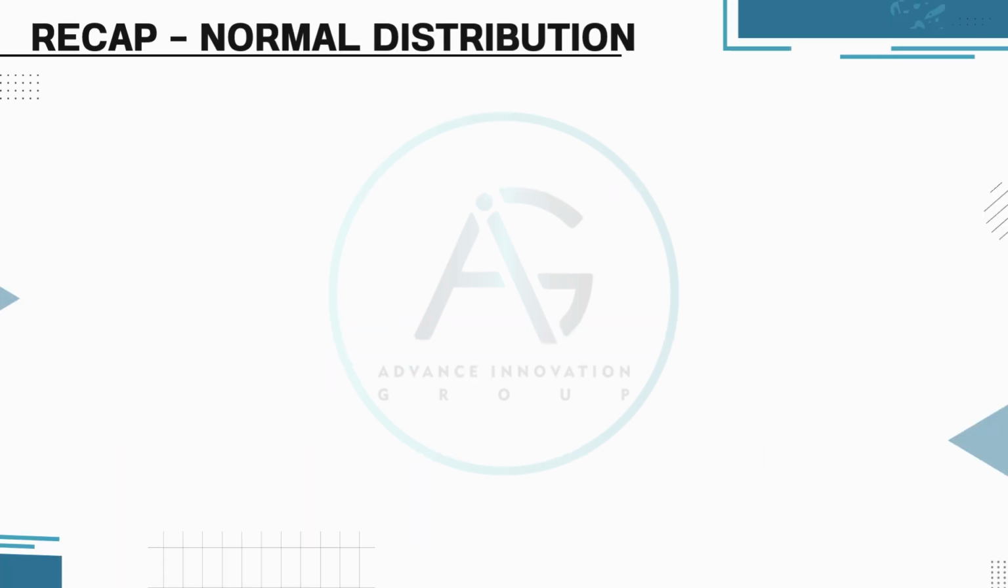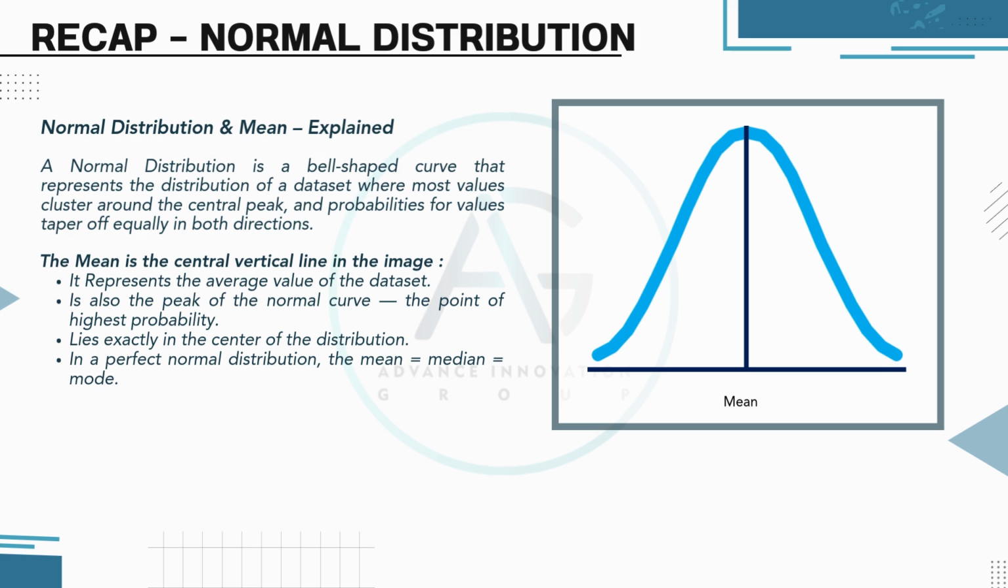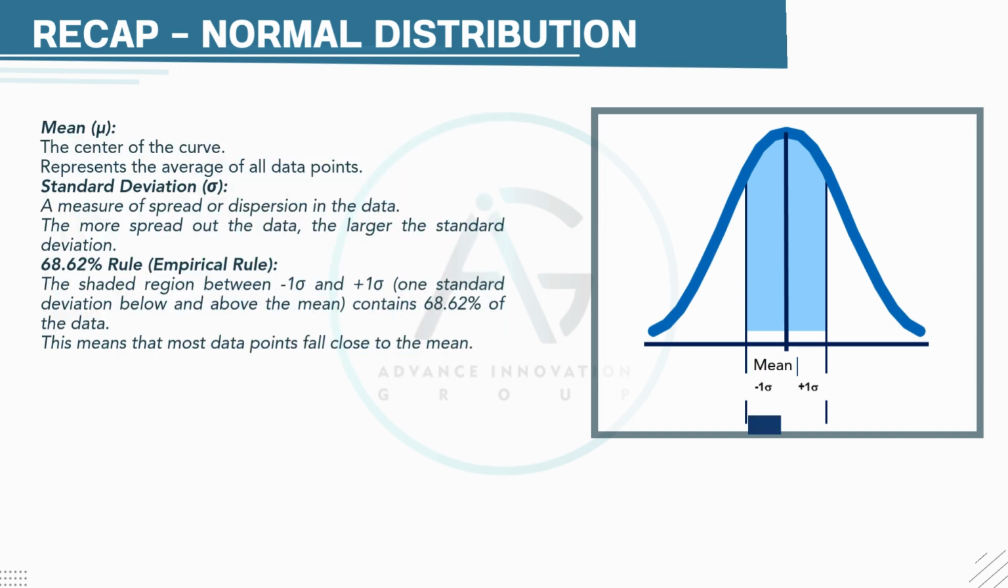Recap normal distribution. Normal distribution and mean explained. A normal distribution is a bell-shaped curve that represents the distribution of a dataset where most values cluster around the central peak, and probabilities for values taper off equally in both directions. The mean is the central vertical line in the image. It represents the average value of the dataset and is also the peak of the normal curve. The point of highest probability lies exactly in the center of the distribution. In a perfect normal distribution, the mean equals the median equals the mode.